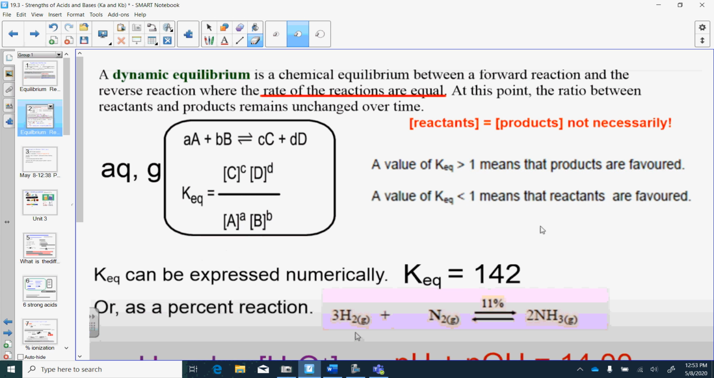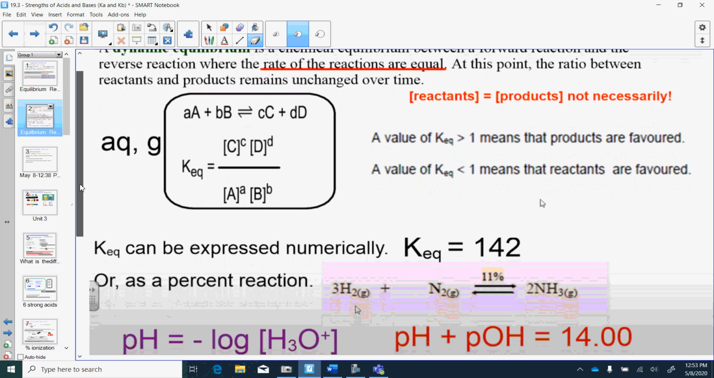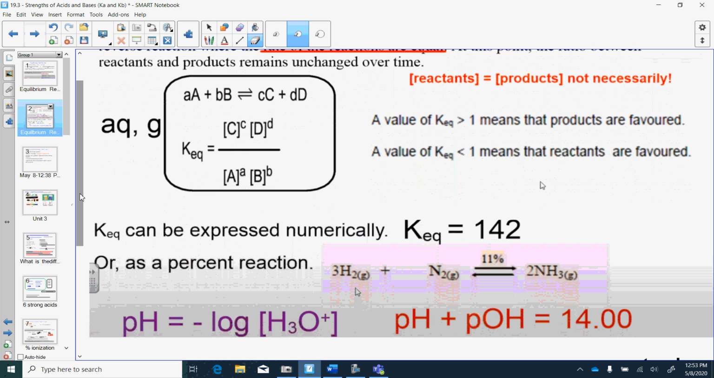There's another way we could take a look at KEQ, describing when the equilibrium is reached, so the position of equilibrium, and that is percent reaction or percent yield. Percent reaction or percent yield, it's a numerical value. In this case, it's 11%. We write it right over the arrows. These are reversible reaction arrows because there's one going forward and one going backwards. And here we have a percent reaction of 11%.